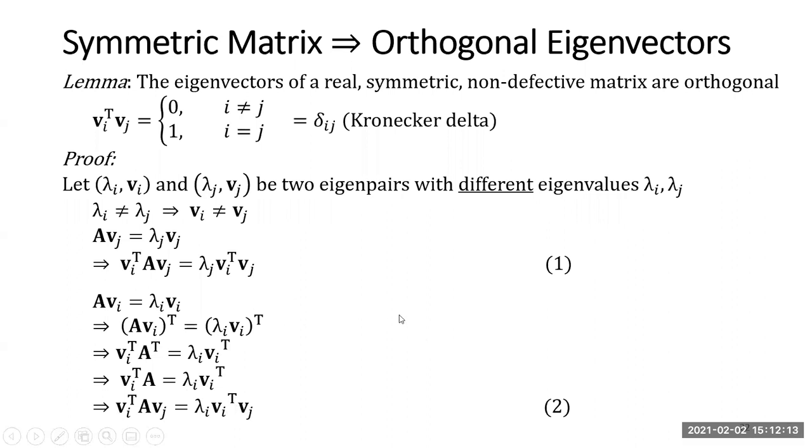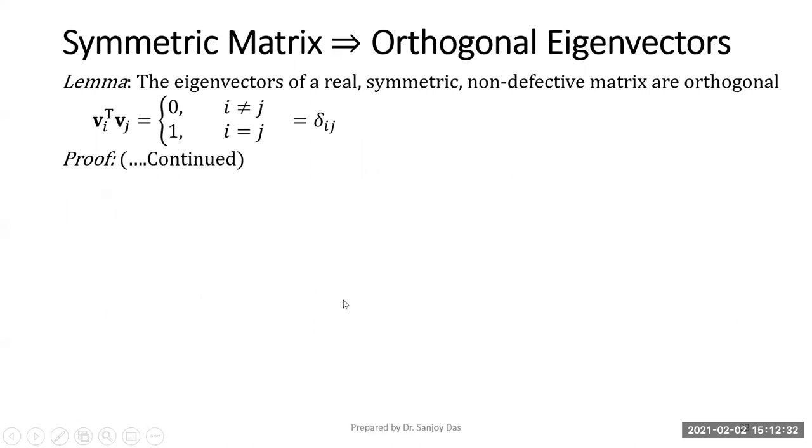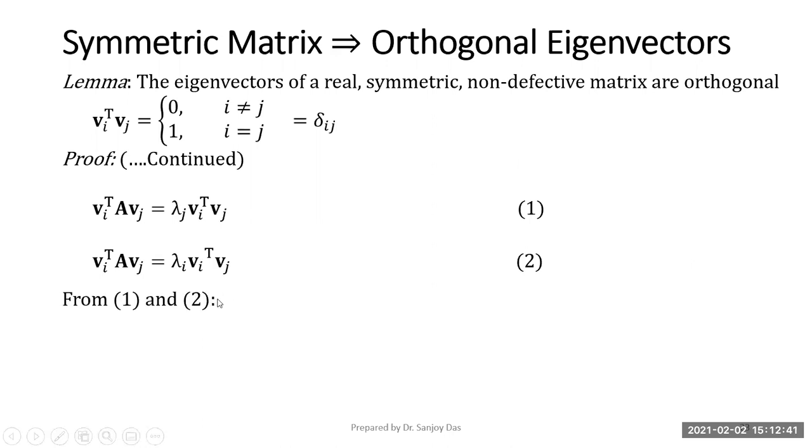Now compare the left-hand sides of equation 1 and equation 2. What do I have? They're equal, right? Yes. Vi transpose A Vj is what appears on the left-hand side of both expressions 1 and 2. Whence their right-hand sides must also be equal. Therefore, from 1 and 2, lambda j Vi transpose Vj should be equal to lambda i Vi transpose Vj.